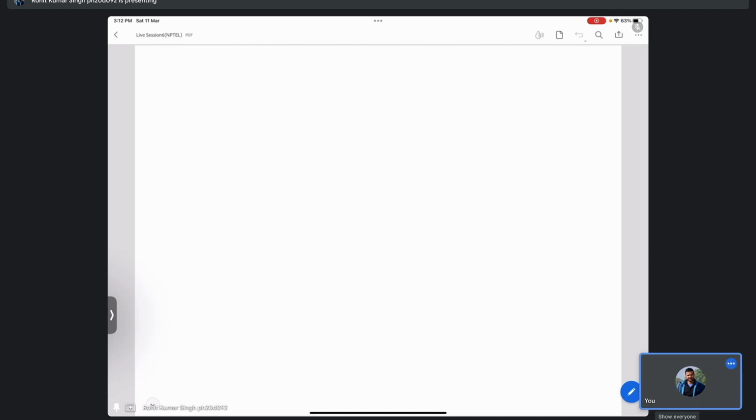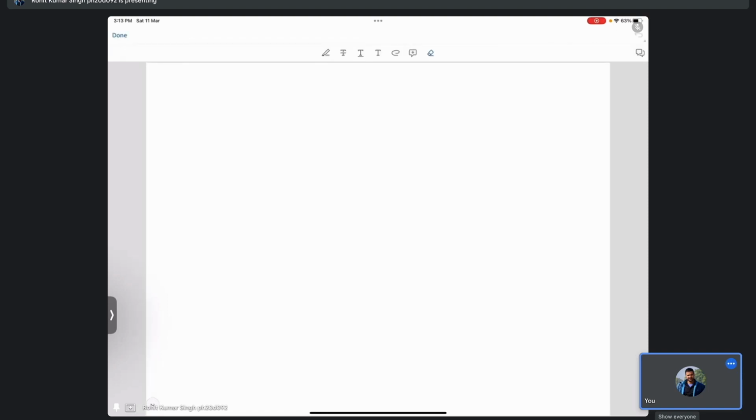So today I'm going to derive the formula for the angle of deviation for a thin prism. Okay, so let's start. Can you see the screen properly?